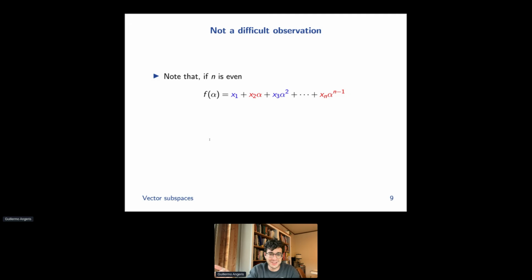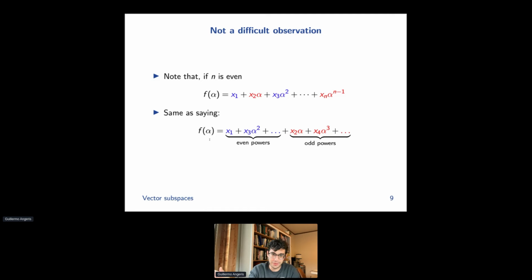And similarly, we can do the same thing with the odd powers, which are here in red. So we have x2 times alpha plus x4 times alpha cubed, and so on and so forth, all the way to the last entry. In this sense, of course, a polynomial can be written as the sum of its even powers and the sum of its odd powers, and so we can rewrite it in the following way.